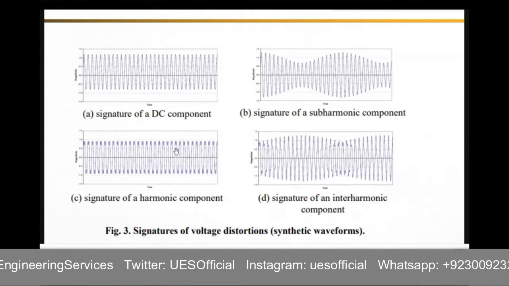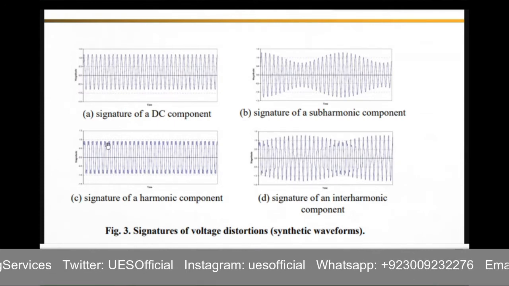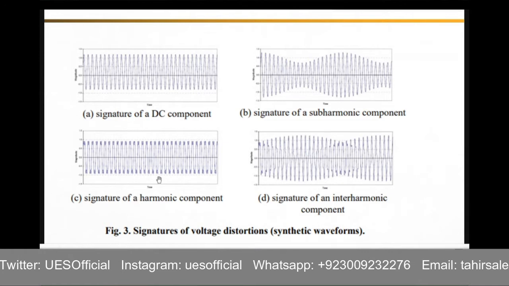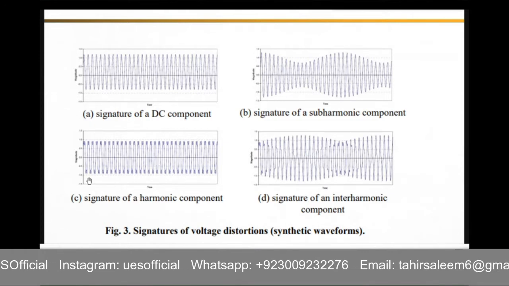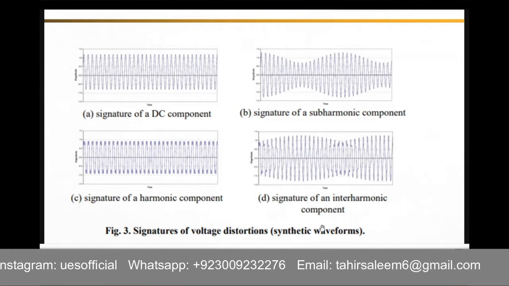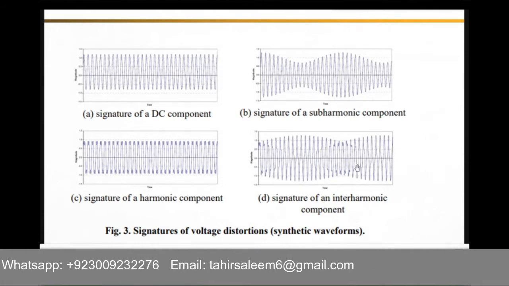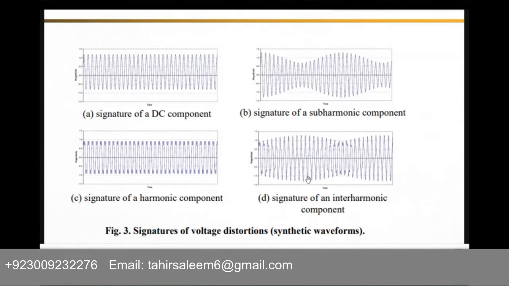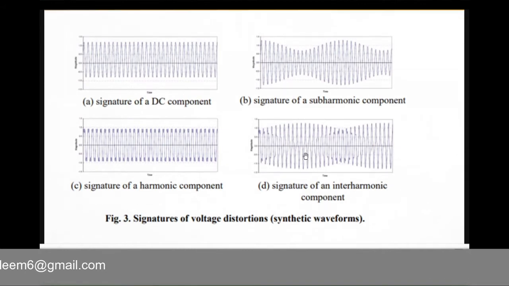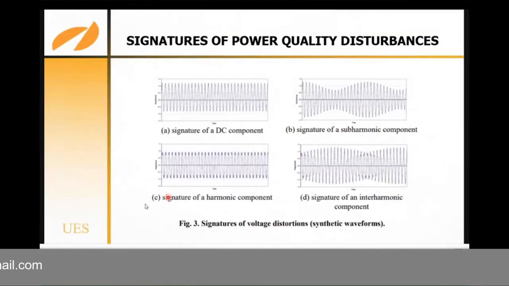As you can see, there are multiples of frequencies on the upper and lower side of the waveform, crest and trough, and the signature of an interharmonic. This was harmonic, subharmonic, and this is the interharmonic. Multiple frequencies of multiple voltages are felt on the single waveform. Here you can see this, and these are the signatures of voltage distortion.